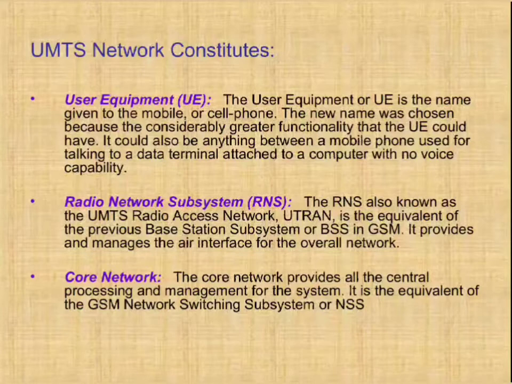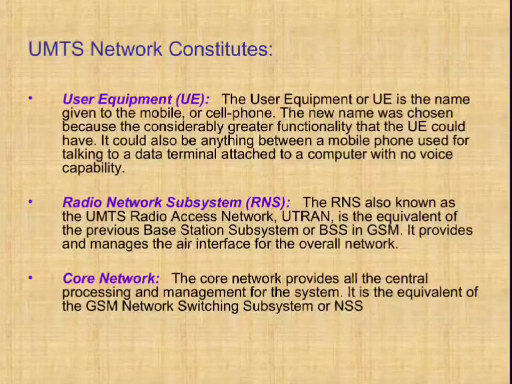The radio access network can otherwise be called UTRAN, that is UMTS Terrestrial Radio Access Network, and the core network involves all about the mobile application part and the authentication of users via SIM cards. So in this video we are going to see about the UMTS core network, that is the mobile application part. These are the important elements of a UMTS network architecture.